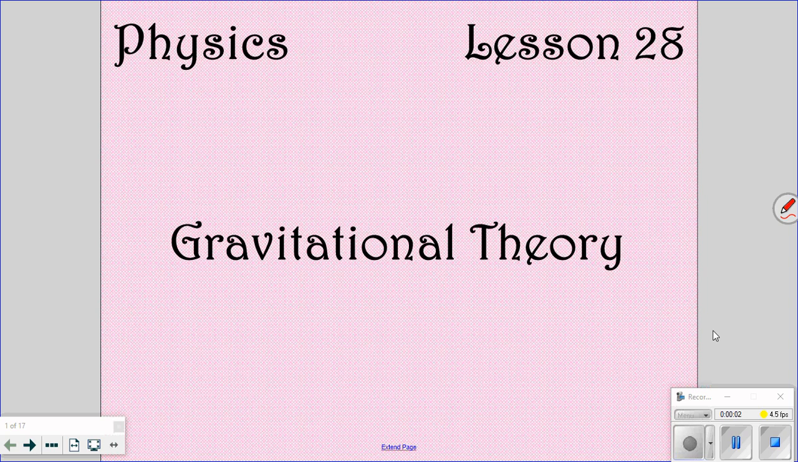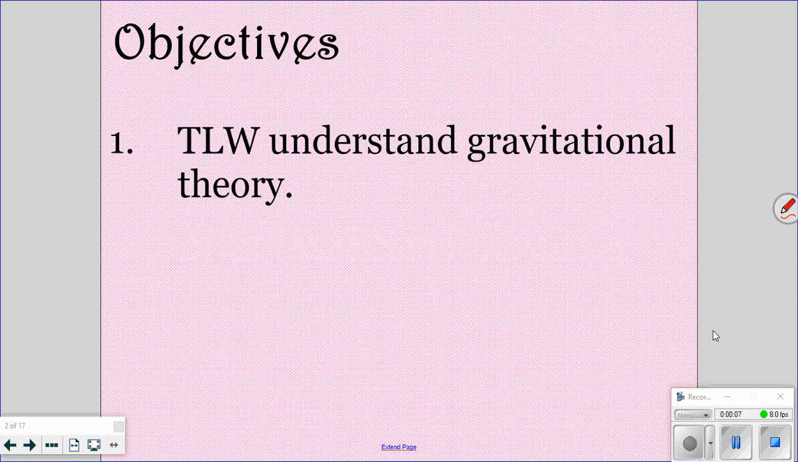Alright, so we're looking at lesson 28 today. We're going to be talking about gravitational theory. So hopefully after this lesson you'll understand a little bit more about gravitational theory.